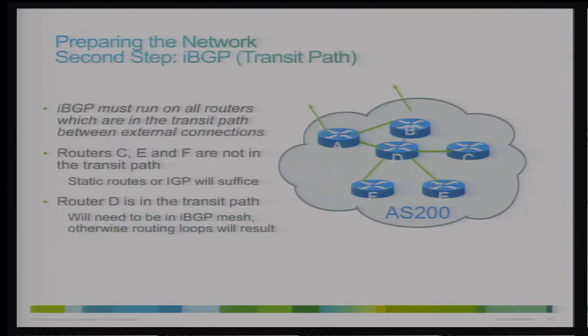So here are some examples. In this case, for example, A and B, if AS200 is a transit path, A and B need to have the full internet table. So they have to be running IBGP, as well as receive the full tables. Routers C, D, and E may need to be in IBGP if you are carrying other prefixes in IBGP, like DSLAM prefixes, then those routers also need to be in IBGP. If that's not the case, then they don't need to be in IBGP. They can just stay in IGP.